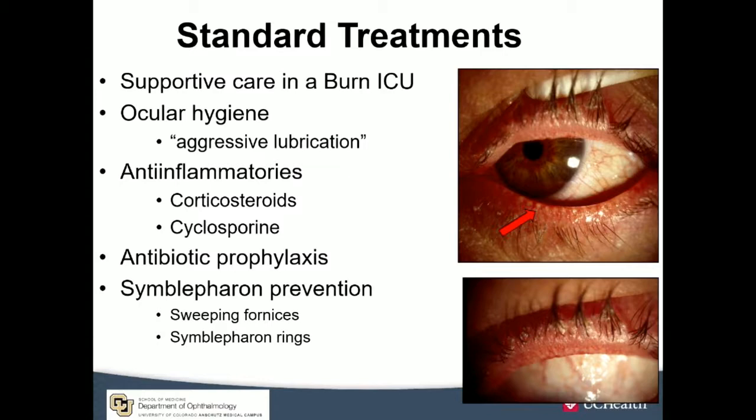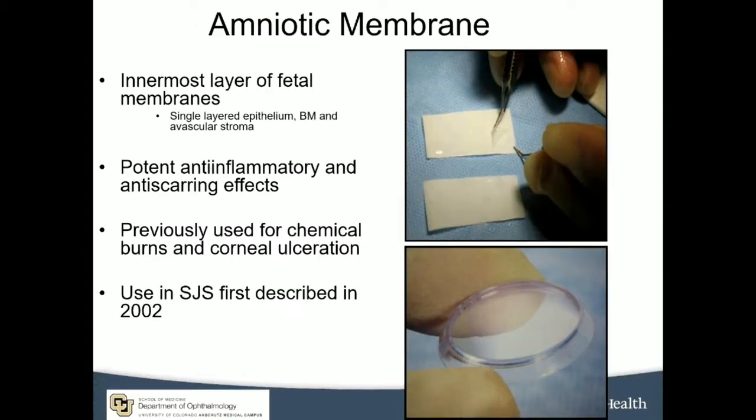So I started thinking about what we can do to prevent the symblepharon at the start. What's causing the symblepharon and the inflammation? That's where the amniotic membrane has been a real difference maker. You're familiar with the amniotic membrane. It was first described in Stevens-Johnson in two case reports in 2002. Then there was one other case report, describing a technique that we adopted, that came out in 2005, and I went through the video yesterday.